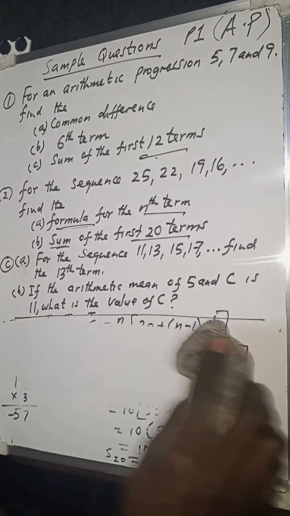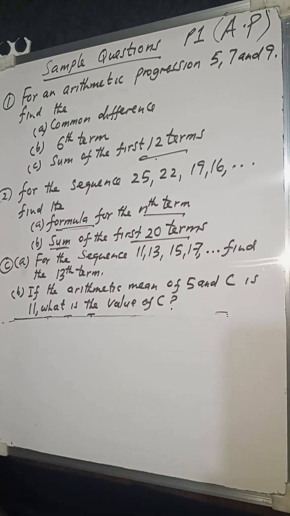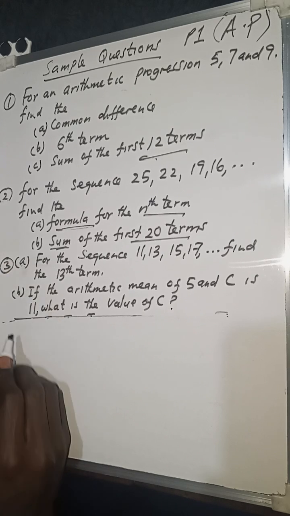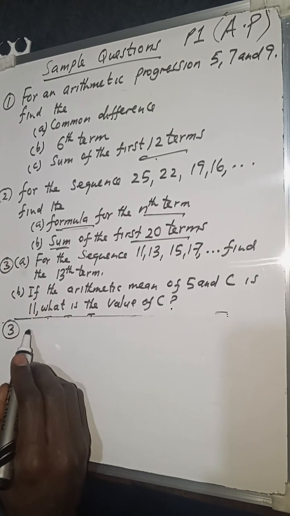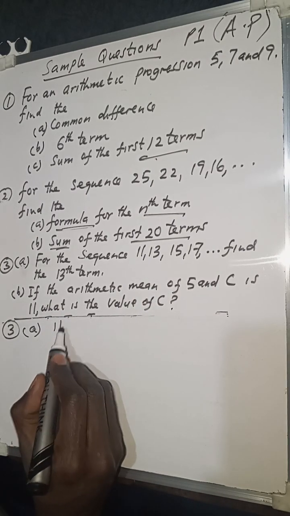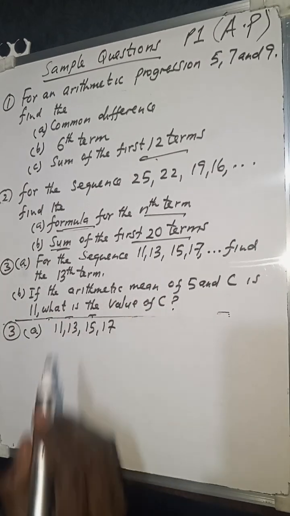Let's move on to our last question for today. That is question number 3. It says A, find this for the sequence 11, 13, 15, 17. Find the 13th term.